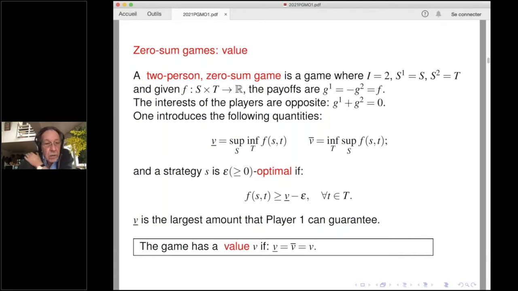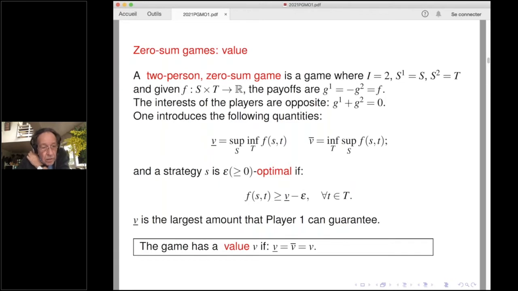And in this framework, one introduces the following quantities. V lower bar is the sup inf F, V upper bar is the inf sup F. So think of player one who is maximizing. If he chooses a strategy S, the worst for him is the infimum with respect to T of F(S,T). So the best for him in this case is the supremum with respect to S of the infimum with respect to T. So it's V lower bar. Okay, so that's what I wrote there.